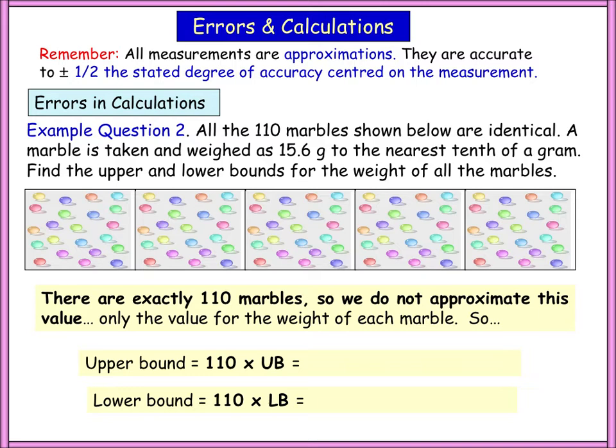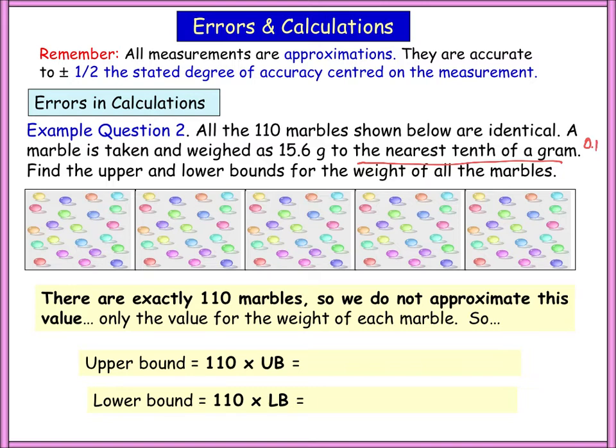The one important difference: all 110 marbles shown are identical, apart from their colour, obviously. A marble is taken and measured as 15.6 grams to the nearest tenth of a gram. Find the upper and lower weights for all the marbles. Now again, look, this is to the nearest tenth of a gram, so it's to the nearest 0.1.